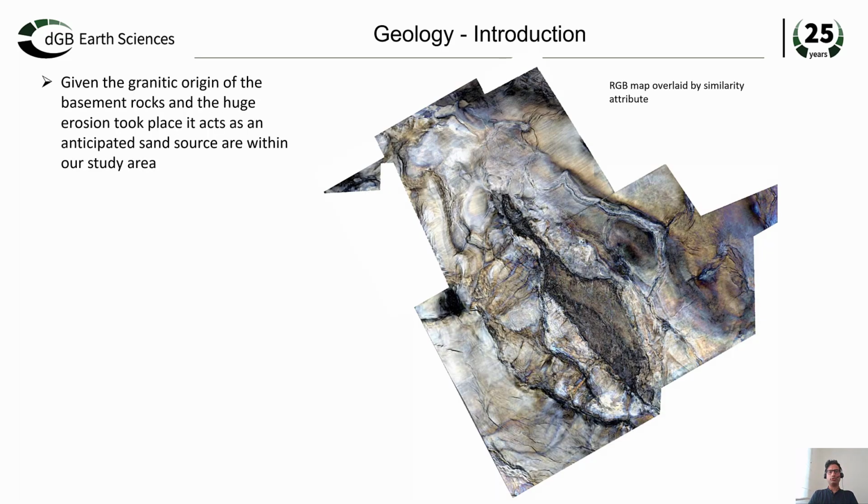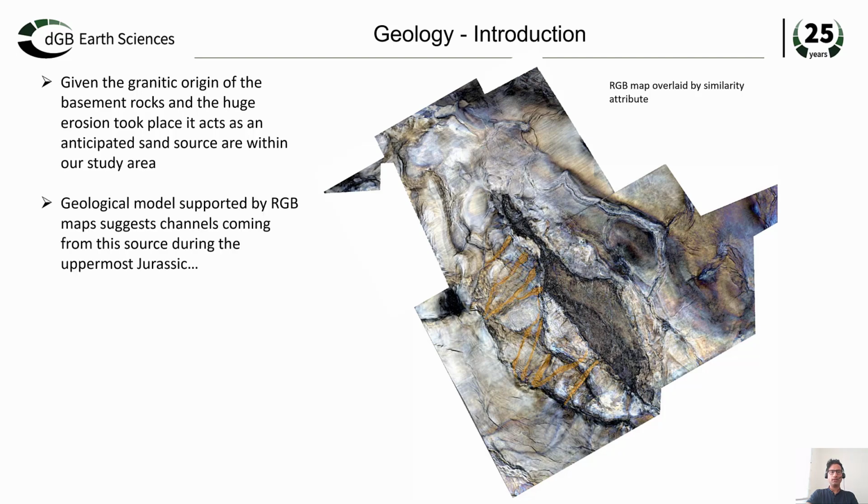The Upper Jurassic Reservoir in question here is supposed to have received sand deposits from a nearby basement high, which has shown strong evidence of erosion. This geological model is also supported by these RGB maps that suggest that channels are coming from the basement high source towards the basin and depositing some material in there.